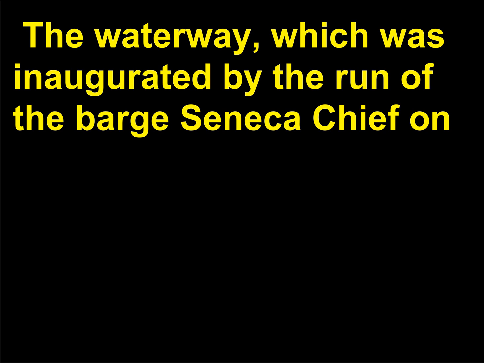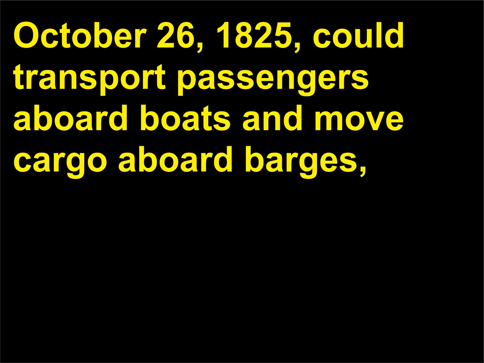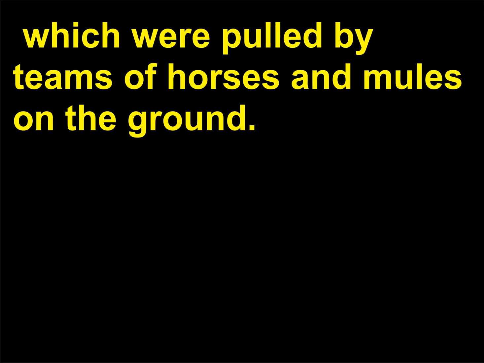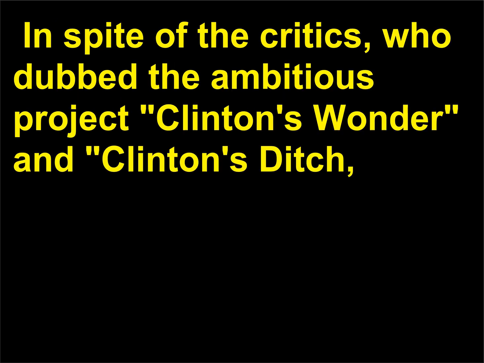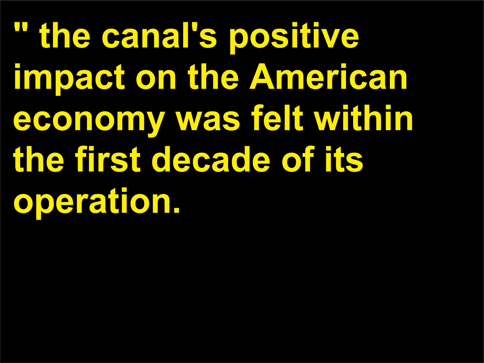The waterway, which was inaugurated by the run of the barge Seneca Chief on October 26, 1825, could transport passengers aboard boats and move cargo aboard barges, which were pulled by teams of horses and mules on the ground. In spite of the critics, who dubbed the ambitious project Clinton's Wonder and Clinton's Ditch, the canal's positive impact on the American economy was felt within the first decade of its operation.